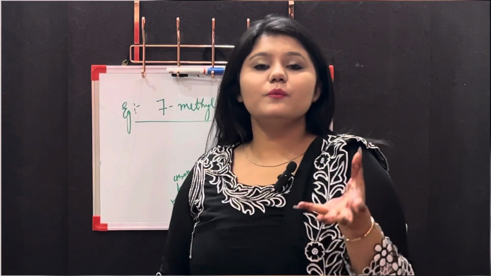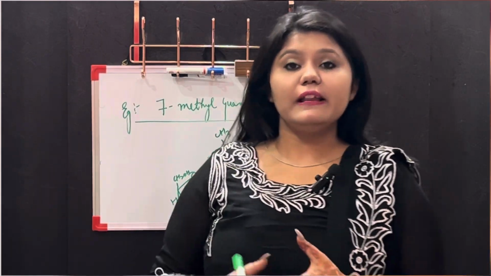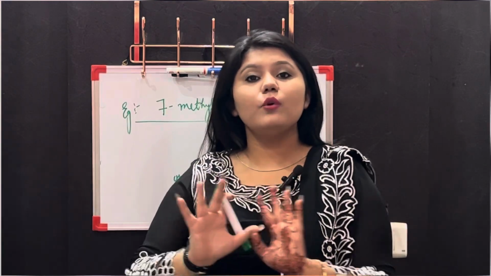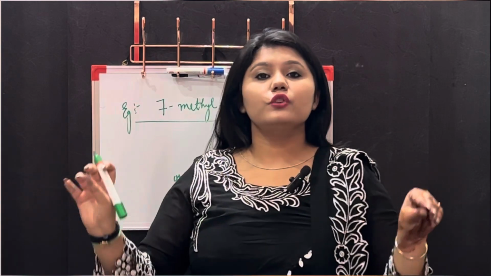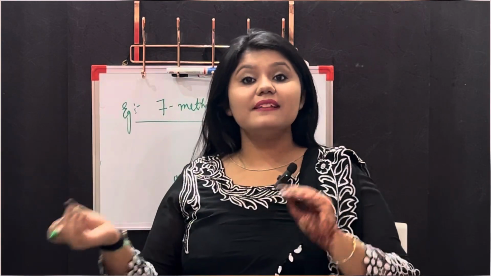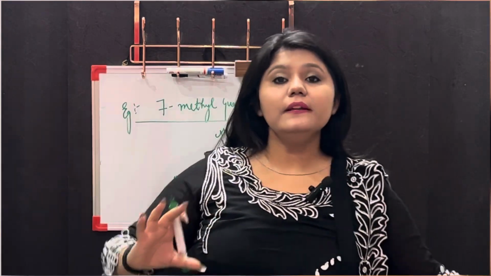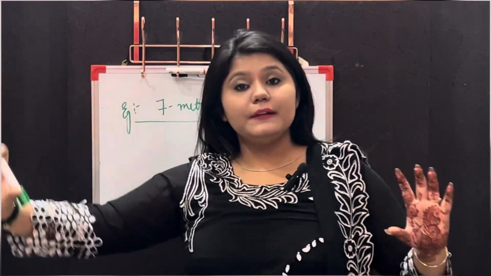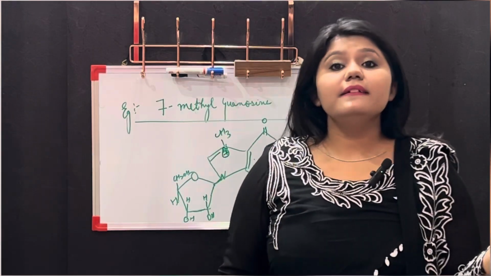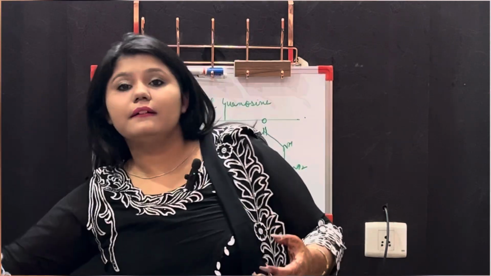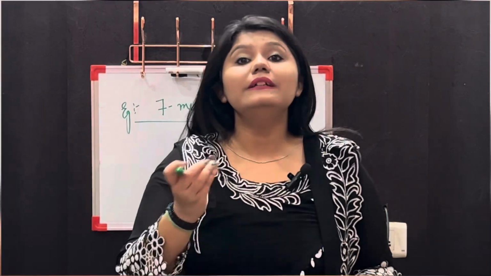Now we're going to discuss one example, 7-methyl guanosine. It is a nucleoside because we are not mentioning the phosphate group. I have not said that you have to draw the structure of guanylate; I have said 7-methyl guanosine. There is a difference between guanine, guanosine and guanylate. When we talk about guanine, it is the nitrogenous base. When I say guanosine, it is your nucleoside. When I say guanylate, it is your nucleotide.